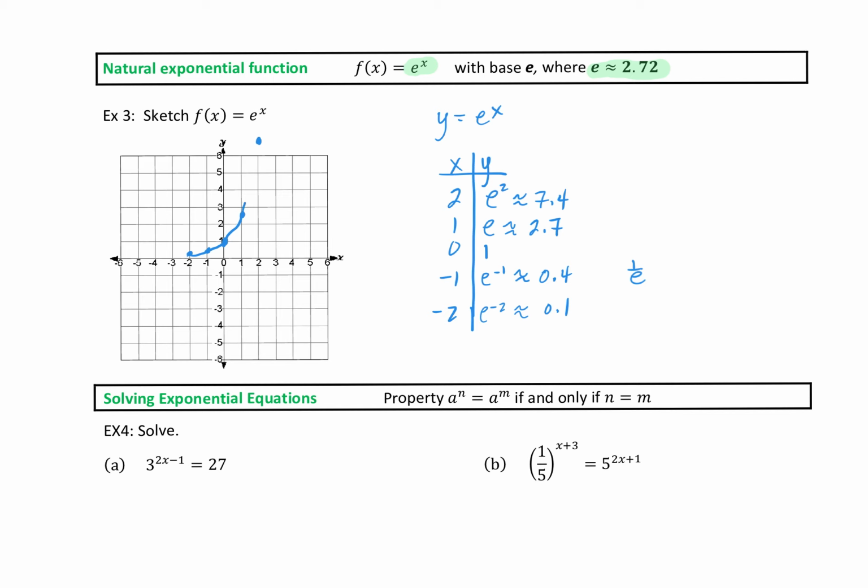Draw my graph. It does exactly what I think it's going to do. It's still passing through 0, 1. That's still a y-intercept. I still have the same horizontal asymptote, which is y equal to 0. However, like on our previous graph where the base was 2, this base is larger than 2. So it actually grows faster. It gets steeper faster. And you'll find that the larger the base, the faster it grows, which makes sense.